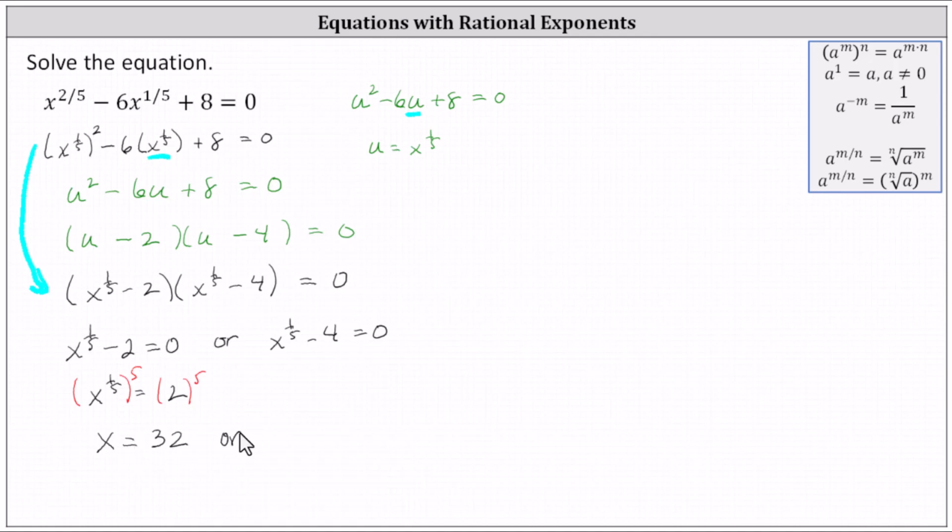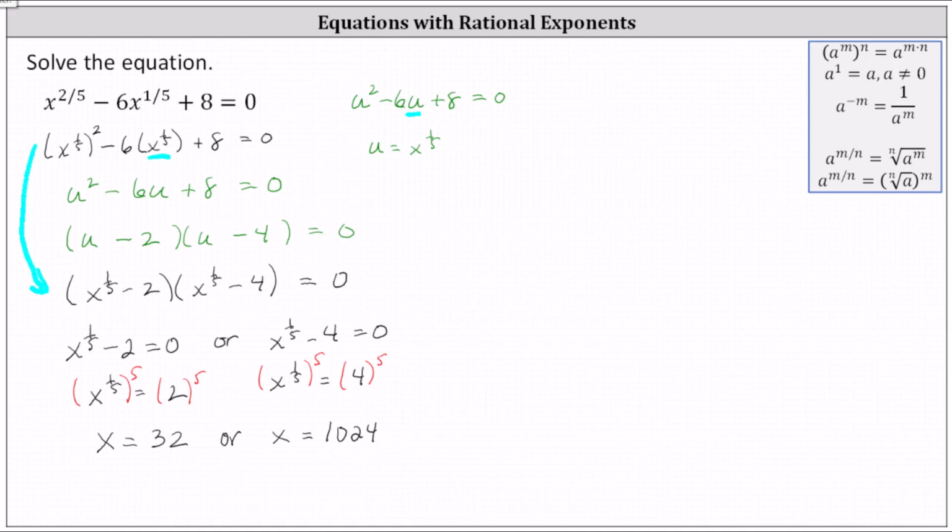And then for the second equation, we add 4 to both sides, giving us x to the power of 1/5 equals 4. And again, we raise both sides of the equation to the 5th power to solve for x. Simplifying on the left, we have x to the first, or x, equals 4 to the 5th power, which is 1024.